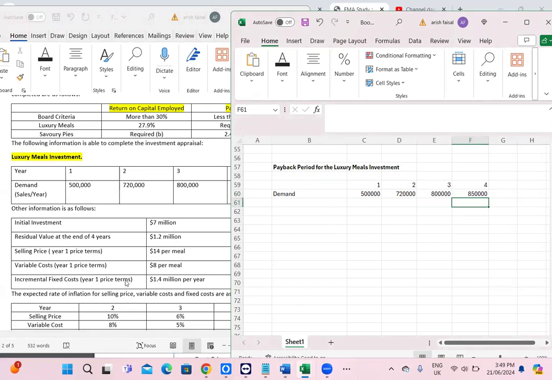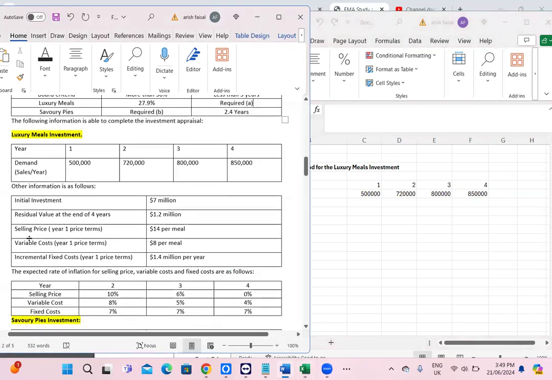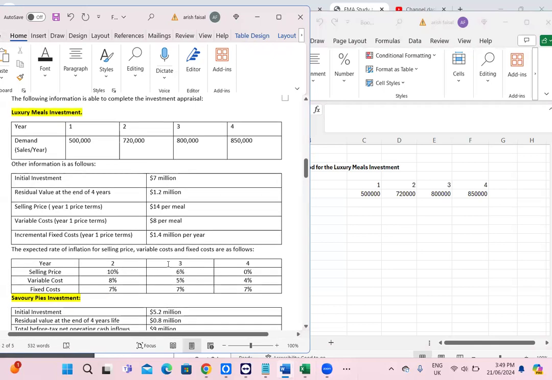The first thing we need to do is see the sales revenue and then the variable cost, or you can club them together and find the contribution. That's normally preferred just to save time in your exams. You can see here that the initial investment is 7 million. At the end of the 4 years, we will get a residual value of 1.2. The selling price in year one is in year one price terms, so in money terms it's going to be 14. But then you can see that there is a rate of inflation at 10% for the second year, and 6 and 0 for years 3 and 4 respectively.